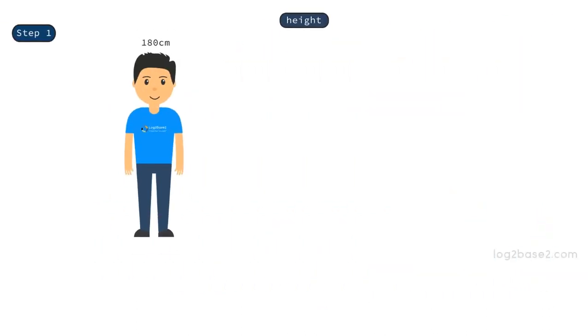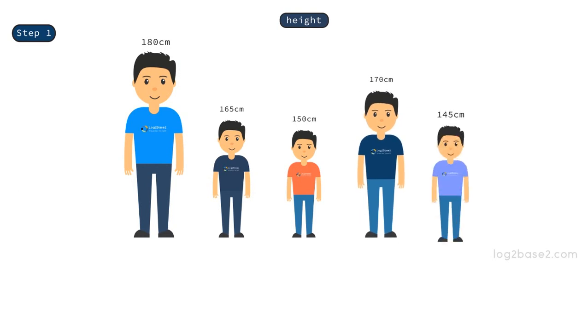So let us take these 5 students with different heights. First one's height is 180 centimeters, the second one's height is 165 centimeters, the third one's height is 150 centimeters, and the fourth one's height is 170 centimeters, and the fifth one's height is 145 centimeters. But you can see they are not standing based on their height. See here, the tallest person is standing at the first position and the shortest person is standing at the last position. They are standing in a random way.